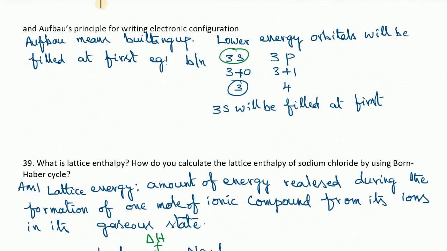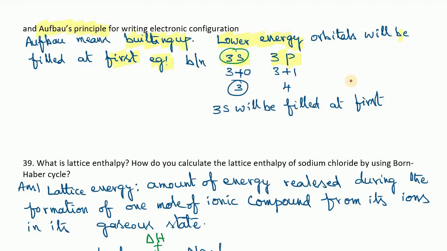Okay, next. Aufbau principle. What is Aufbau's principle? Aufbau means building up. Lower energy orbitals will be filled first. For example, what are lower energy orbitals? 3s and 3p. How do you know which energy level is larger and which is smaller?